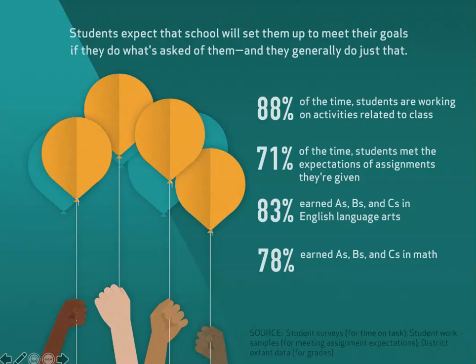We really put students at the center of this study. In our study, over 95% of students wanted to go to college, and over 70% of high schoolers have a concrete career goal that requires they get a 4-year degree. We heard from students and saw evidence that they expect school will set them up to reach their goals if they do what we ask of them. We saw that kids are consistently doing what we ask. So they're on task. When we surveyed students, they told us that they were working on the task that they should be working on 88% of the time.